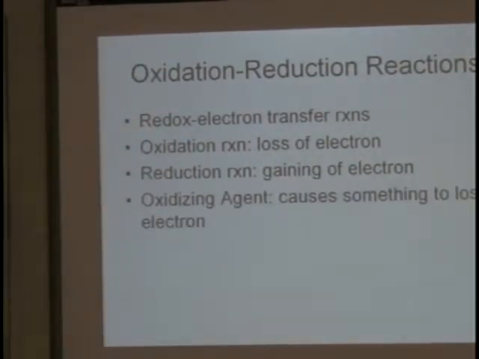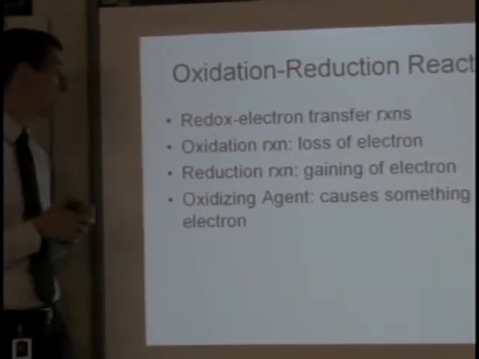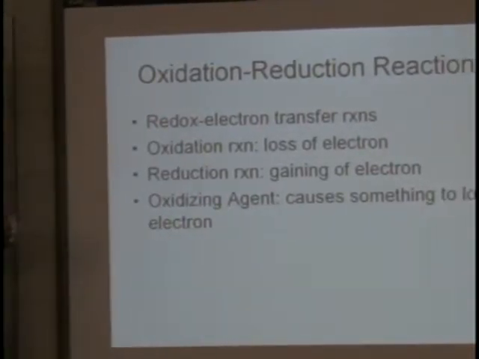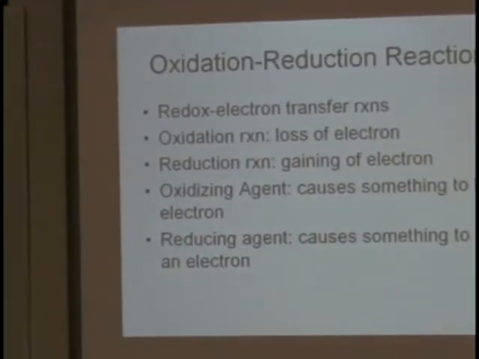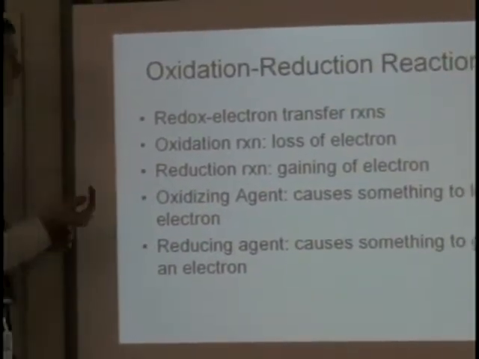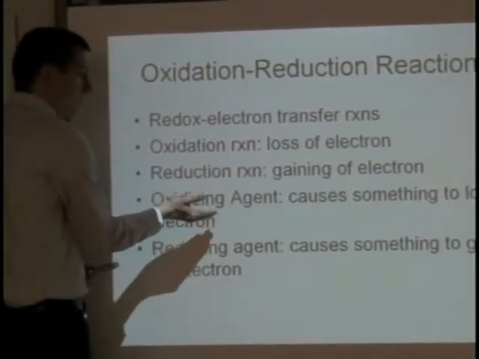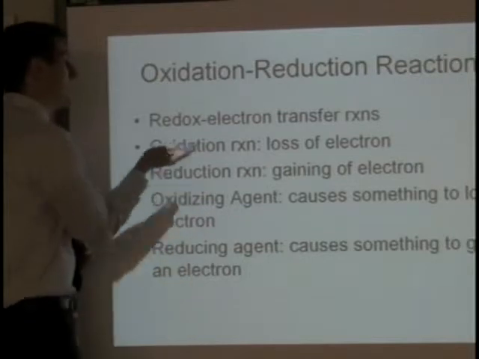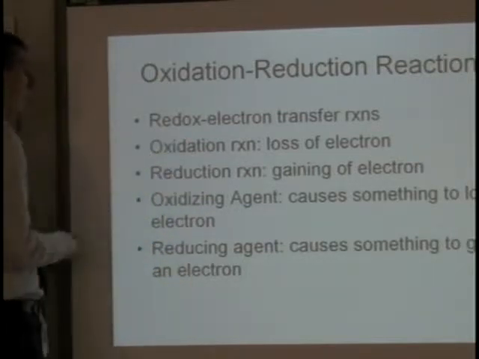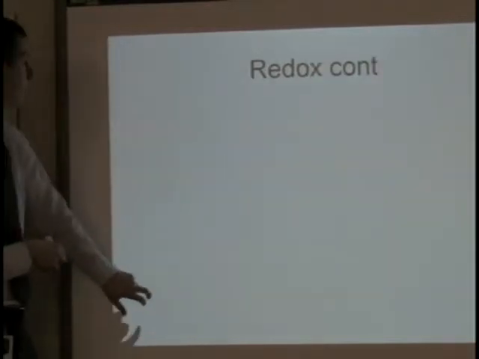Now, two other terms you need to be familiar with are, one, oxidizing agent, which is causing something to lose electrons, and then lastly, reducing agent, which is causing something to gain electrons. It's kind of weird. Your oxidizing agent is the thing that's being reduced. The reducing agent is the thing being oxidized. It's just very common to use the agent terms.